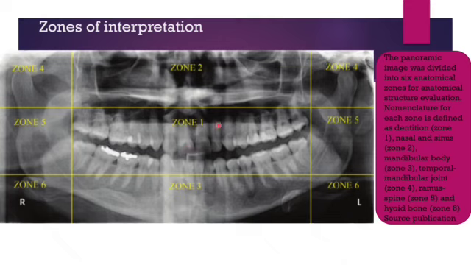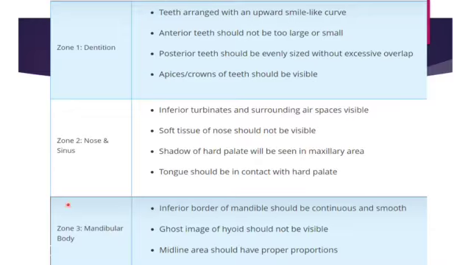Zone 1 is for the dentition, zone 2 for the nasal and the sinuses, and then zone 3 for the mandibular body, and zone 4 over here for the temporomandibular joint on either side, right and left. Then zone 5 shows the ramus as well as the spine on either side. Then zone 6 shows the hyoid bone on either side, right and left. So we will see the zones one by one.